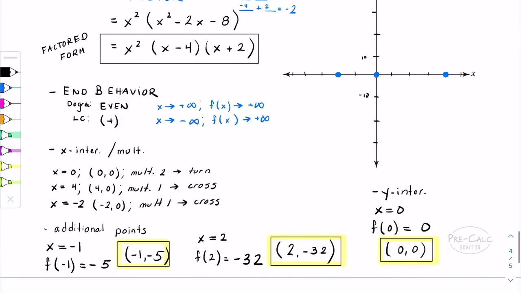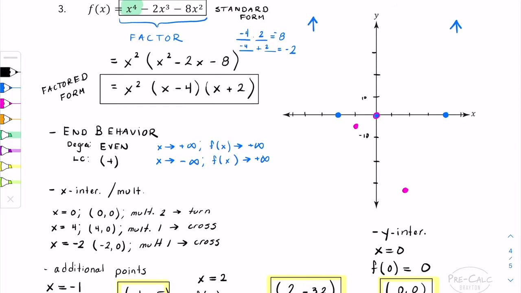My first point is at negative 1, negative 5. That would be approximately right here. My next point is at 2, negative 32. That would be approximately here. And my y-intercept is at 0, 0, which is already graphed.